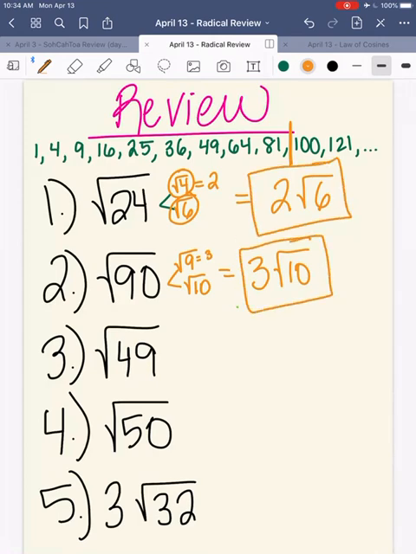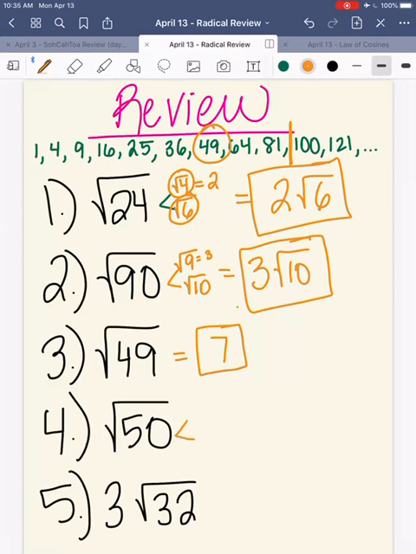Okay. All right, now what about 49? Well, you see 49 is in this list, so it itself is a perfect square. So your answer is 7 and you're done. Okay? 7 times itself gives you 49. So that one has no radical whatsoever.